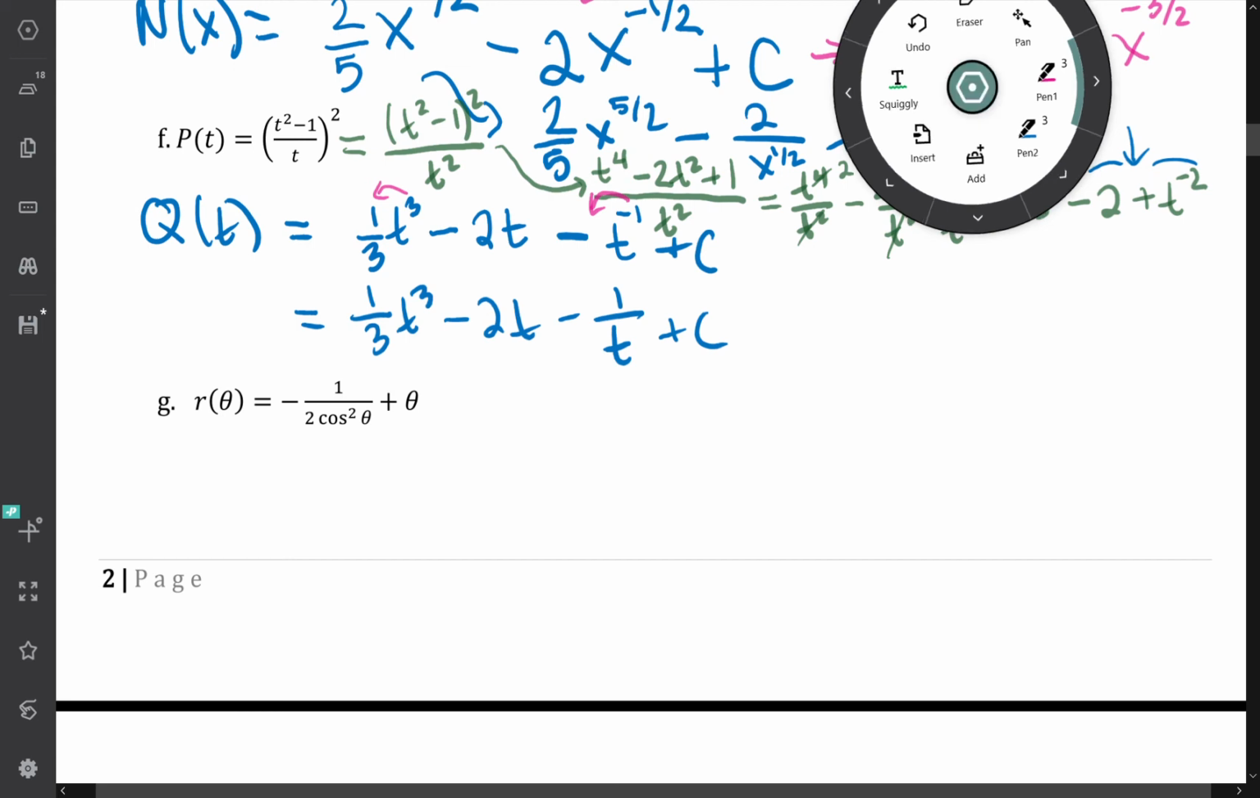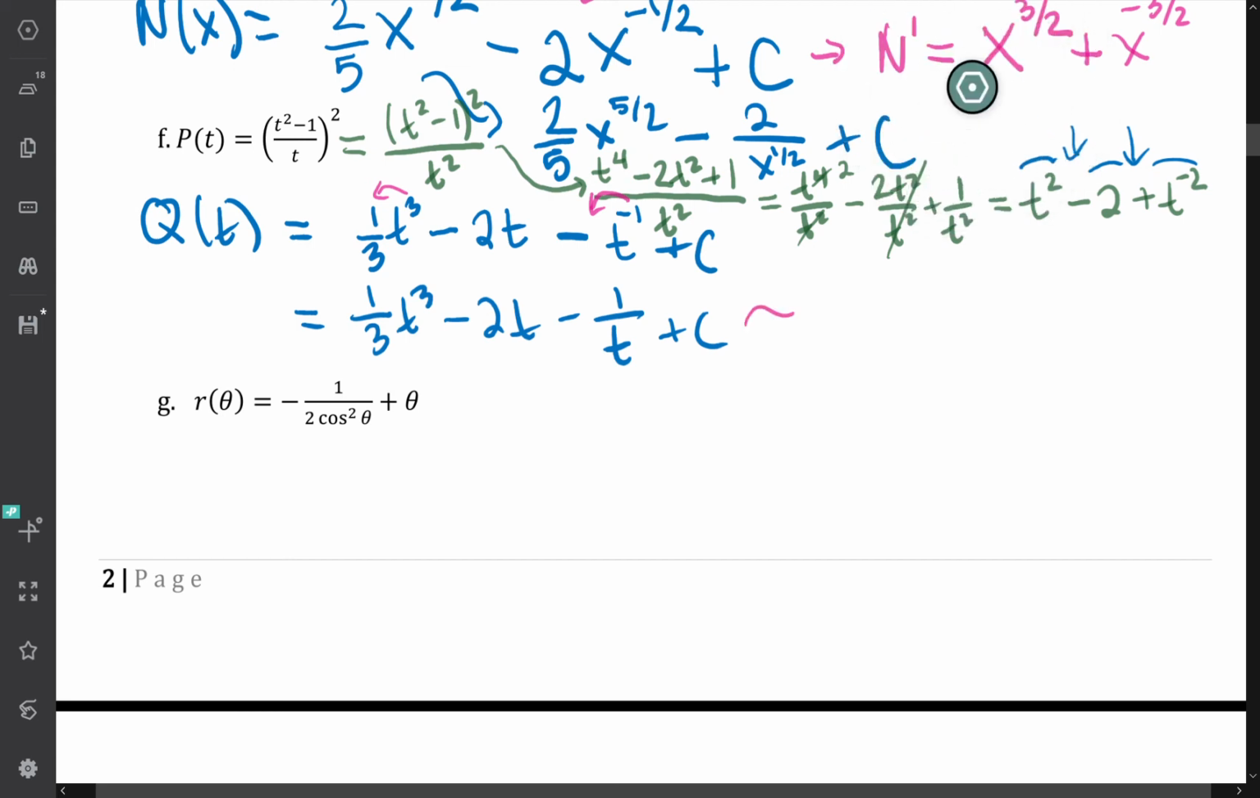And then on my check, I would say q prime is equal to 3 times 1/3, which is 1, t squared, minus the derivative of 2t is just a 2, and then minus the derivative of t to the -1, which is -t to the -2. Those two minus signs will cancel each other out, and this is exactly what I started with, so this is looking great.